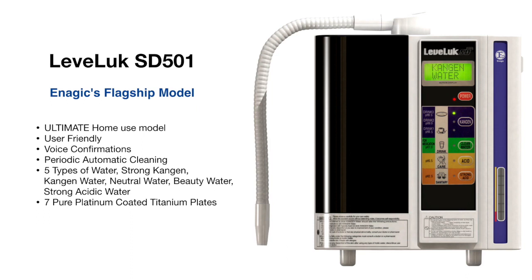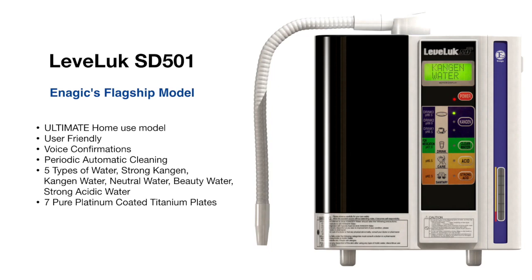Now, like the K8, it produces all the 5 different water you have seen. Now, where the K8 has 8 titanium plates, the SD501 has 7 titanium plates. And that simply means higher antioxidant reading. The more titanium plates you have, the higher the antioxidant reading. The higher that ORP reading. Remember that ORP meter that you saw during the demonstration?